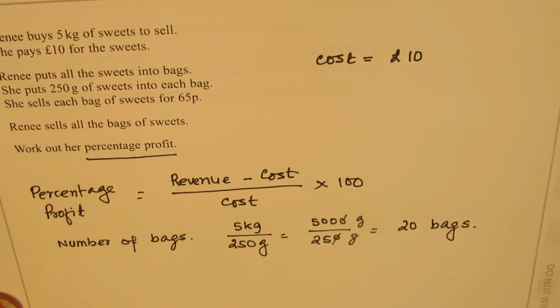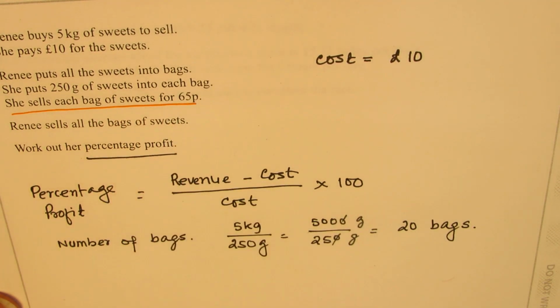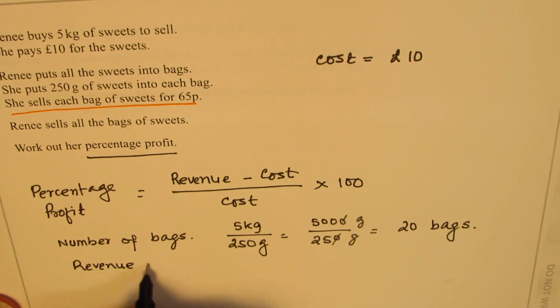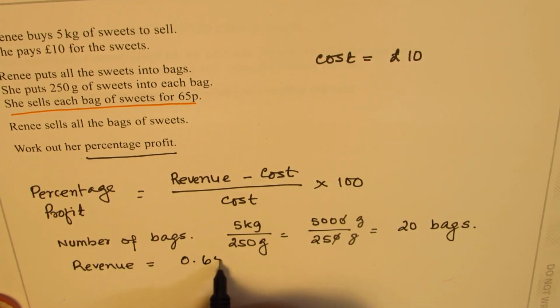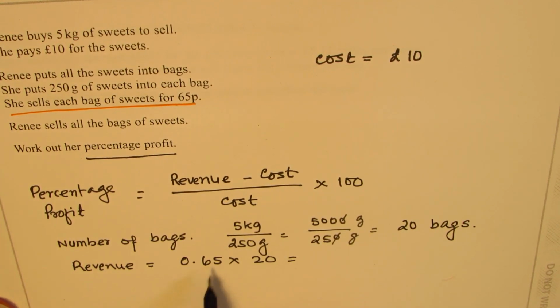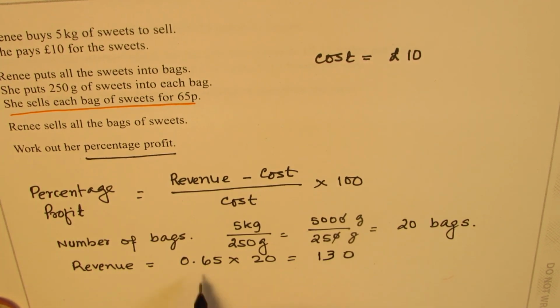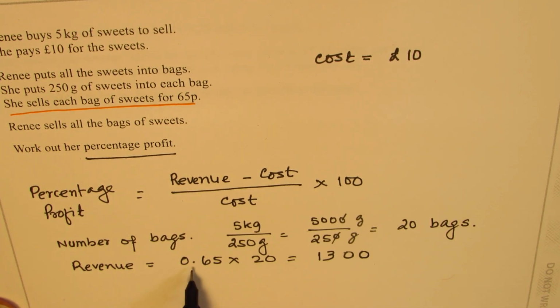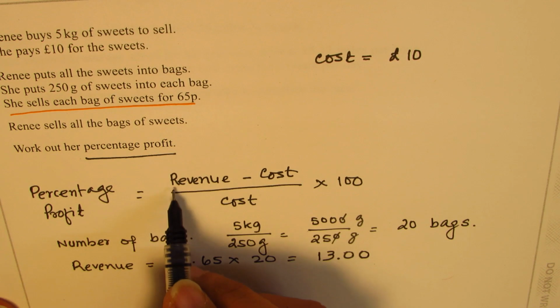Now, we are also given here, she sells each bag for 65 pence, right? So revenue is equal to 0.65 times 20, right? So when you multiply, just double this, 2 times 5 is 10. 2 times 6 is 12 and 1 is 13. Since there is a decimal right here, and we have one more 0 here because 20, right? So you have to put the decimal after 2 places to get 13 pounds. So the revenue here is 13 pounds, right? So we have revenue as 13 pounds.